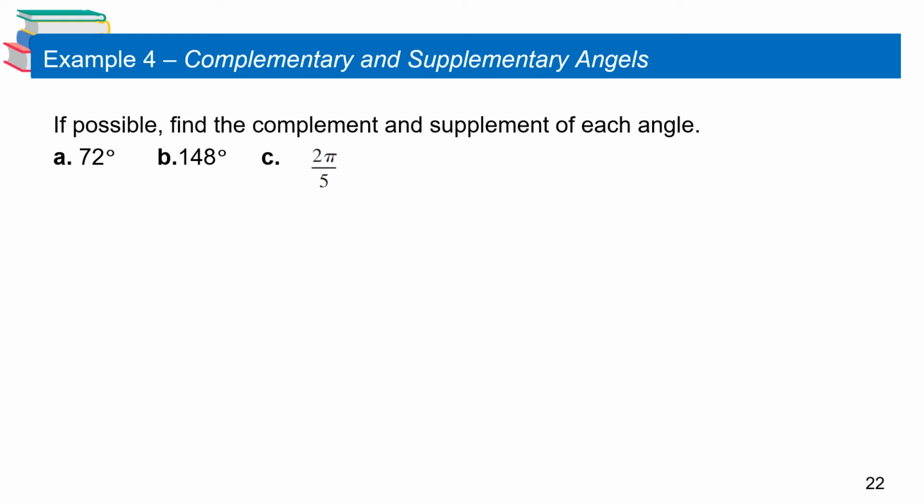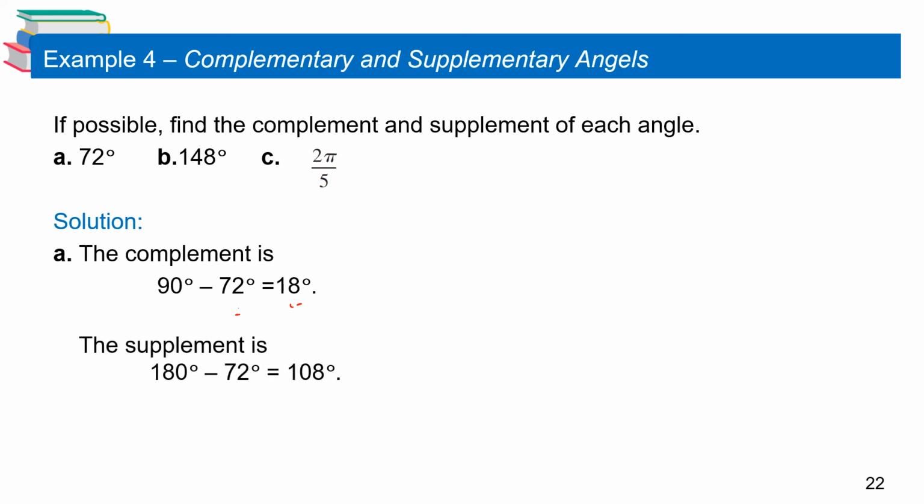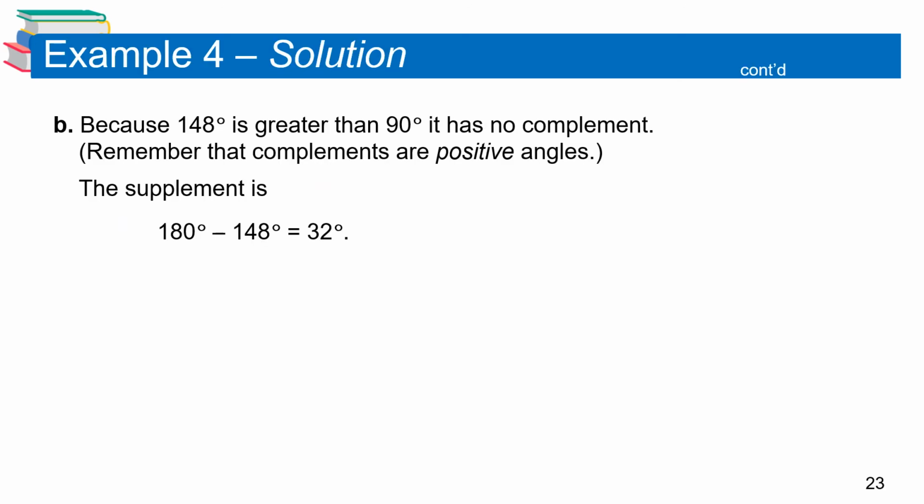You can try these examples to find the complement and supplement. First one: if you are trying to find the complement, you subtract from 90, because only when you add these two, you get the angle as 90. So if you're trying to find the complement, you have to subtract from 90. For the supplement, you subtract from 180.